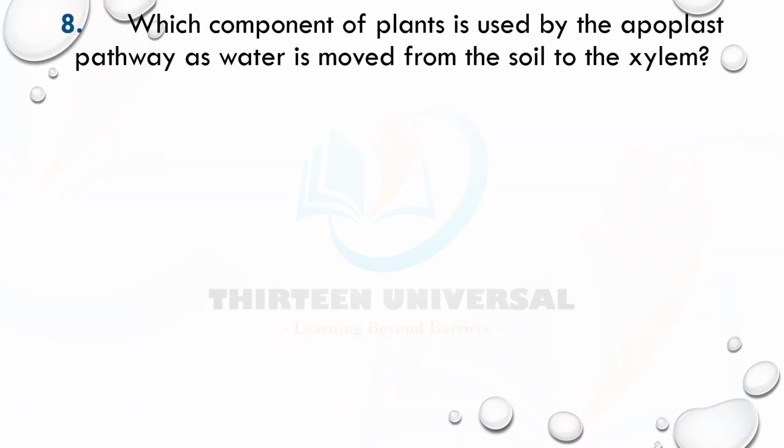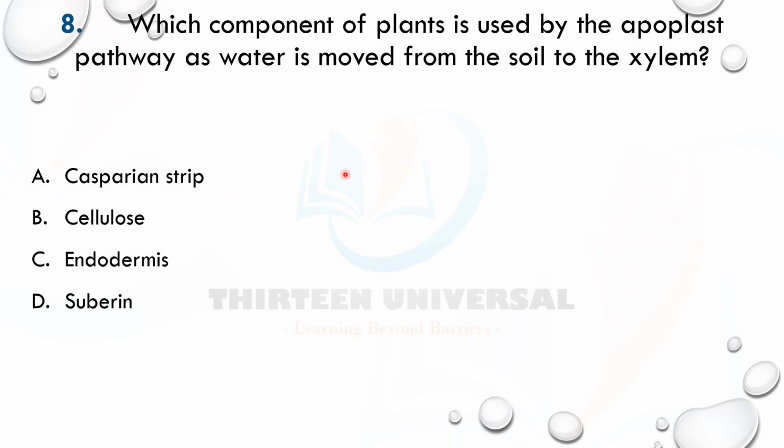All right, guys. Number 8. Which component of plants is used by the apoplast pathway as water is moved from soil to xylem? Now, don't forget that apoplast is a movement. Water moves from one cell to another cell, through the cell wall. So it's moving from one cell wall to another cell wall. So that's apoplast.